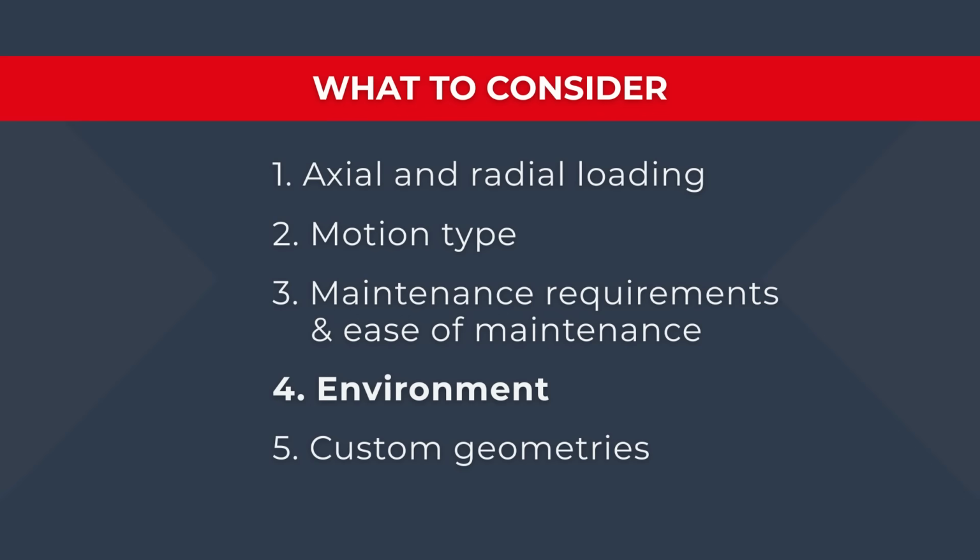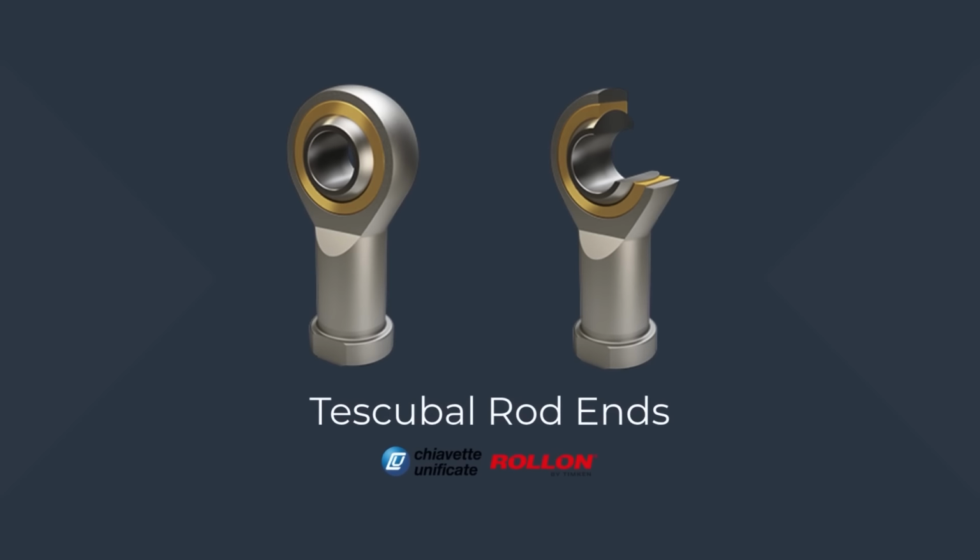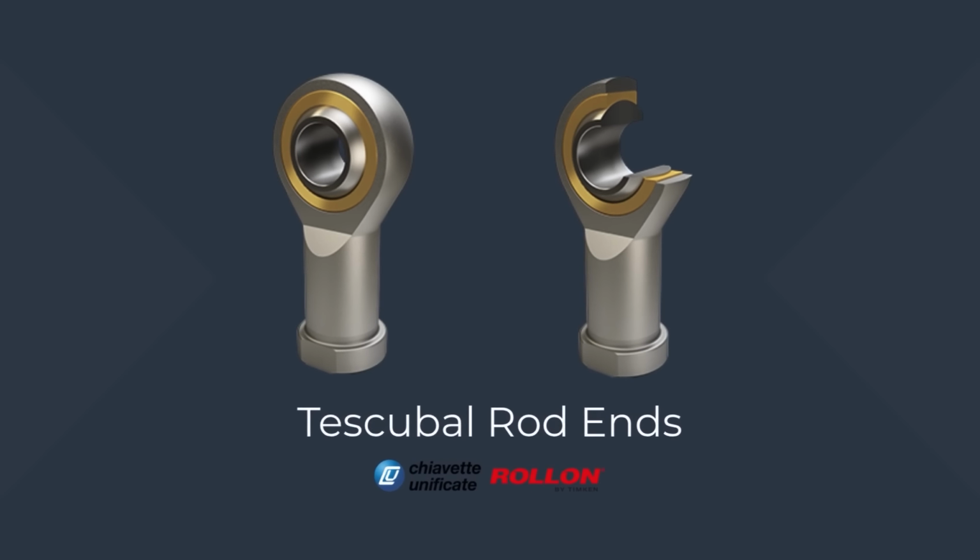The next point to think about when selecting a rod end is the operating environment. What parameters need to be considered here? The next parameter to consider is operating temperature. This can vary widely, so our premium, classic, Tesno, and basic rod ends have max operating temperatures from 60 to 200 degrees Celsius. For the highest temperature conditions, where traditional lubricants will degrade, our Tescoball line is available with self-lubricating sintered bronze.